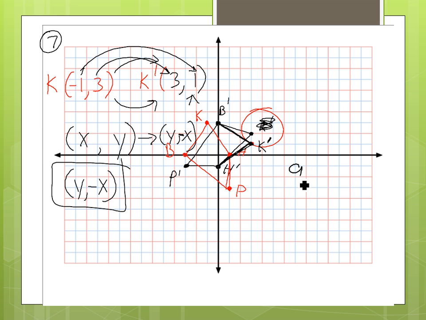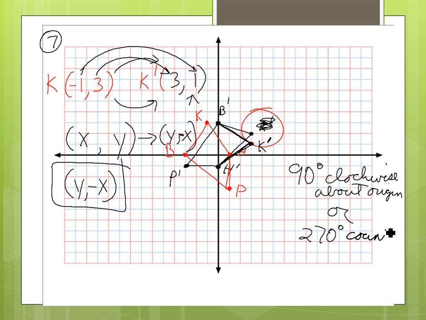So we could either go with 90 degrees clockwise about the origin, or 270 degrees counterclockwise about the origin. So this problem is if they give you both the pictures and they want you to decide what kind of rotation they did.